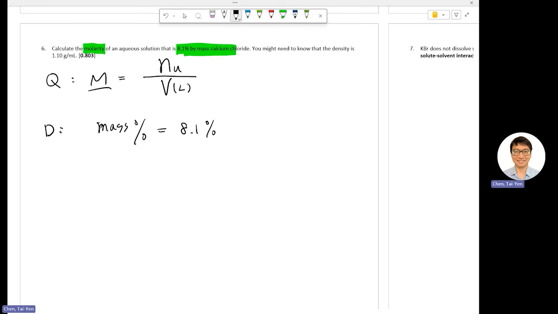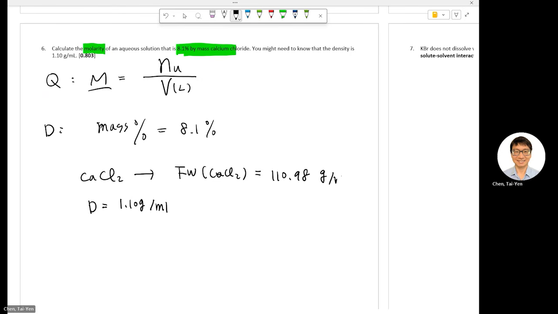And then the solute is calcium chloride, right? And then the density is 1.10 gram per ml. Okay. So here, when you write out your solute, you should also know the formula weight of calcium chloride. This is the one you use your periodic table to calculate. Then this will give you a number. So those are the information you were provided.